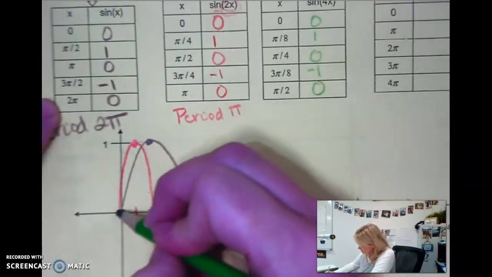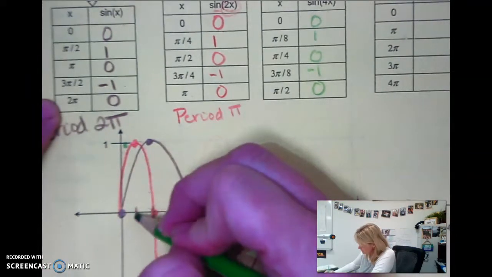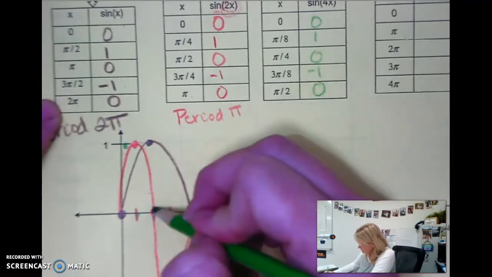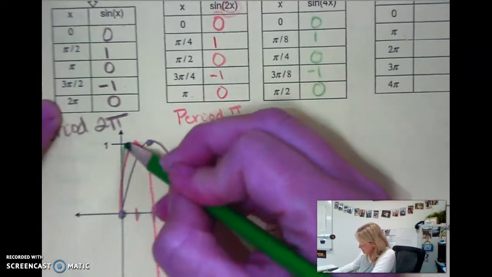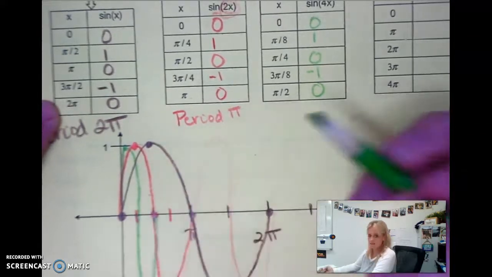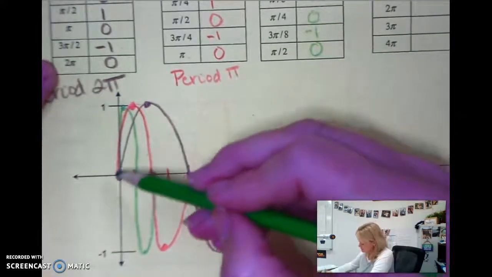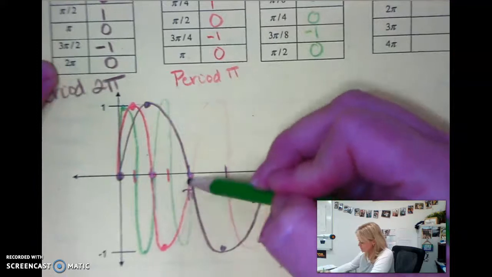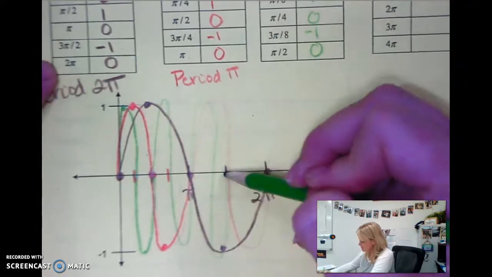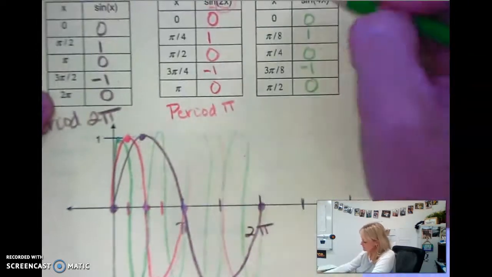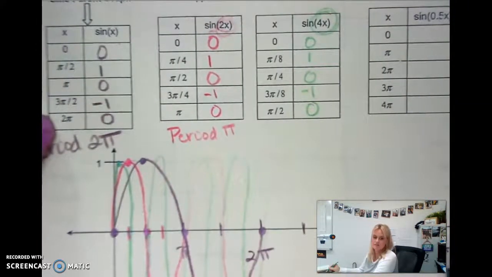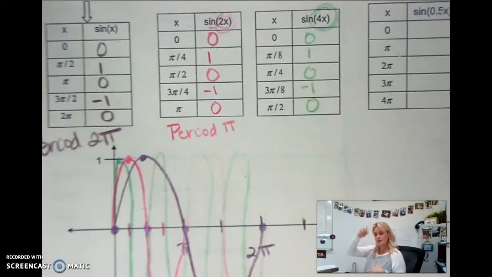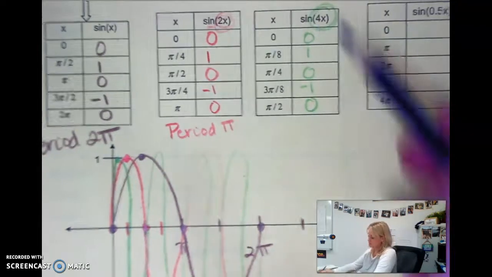So now ultimately, look at what happens here. By the time I hit a half a pi, I am already done with one cycle. So how many of these do I need to get to 2 pi? There's 2, there's 3, and there's 4. So there's 4 times the amount. So it's going to speed up my sine wave.